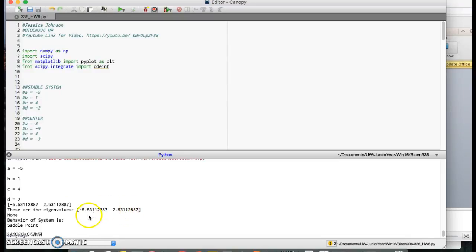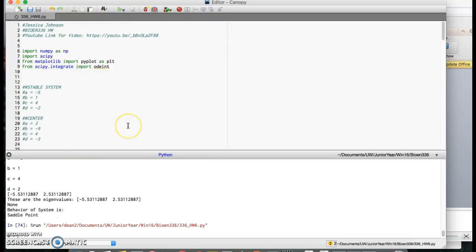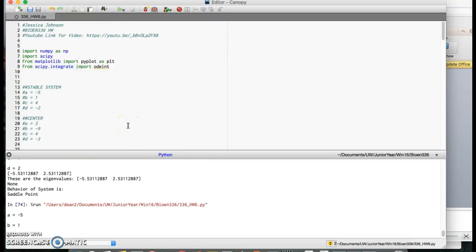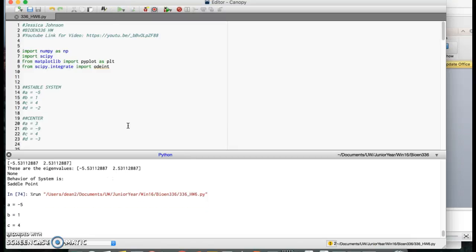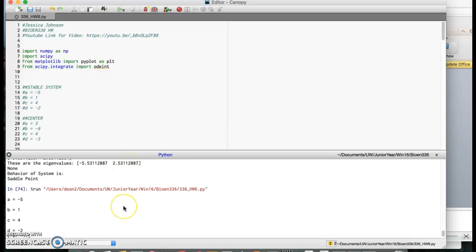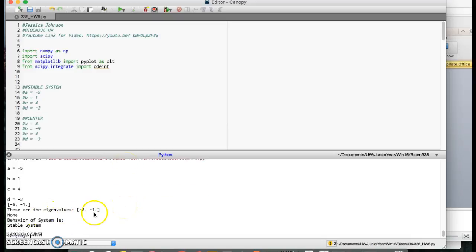Correction, I didn't put in -2 for the D value. So let me try this again. And the reason I know this was an error is because the eigenvalues should both be coming out negative if it is a stable system, while here we had one positive value. Okay, much better. So we can see they're both negative, so it is a stable system.